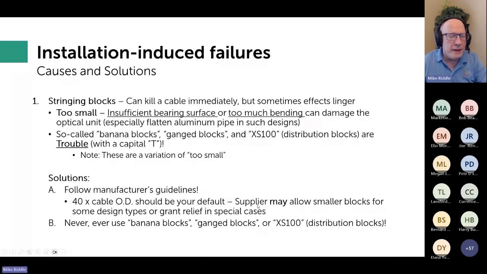Now, in some cases, a supplier may allow for smaller blocks. You can understand that there's a difference between pulling a cable 20,000 feet perfectly straight, no angles in the line, versus pulling in, say, 1,000 feet, like in a substation project. If I'm going a shorter distance, I might be able to get away with using a smaller block. But the way to find out if that's really okay or not is to talk to the cable manufacturer.